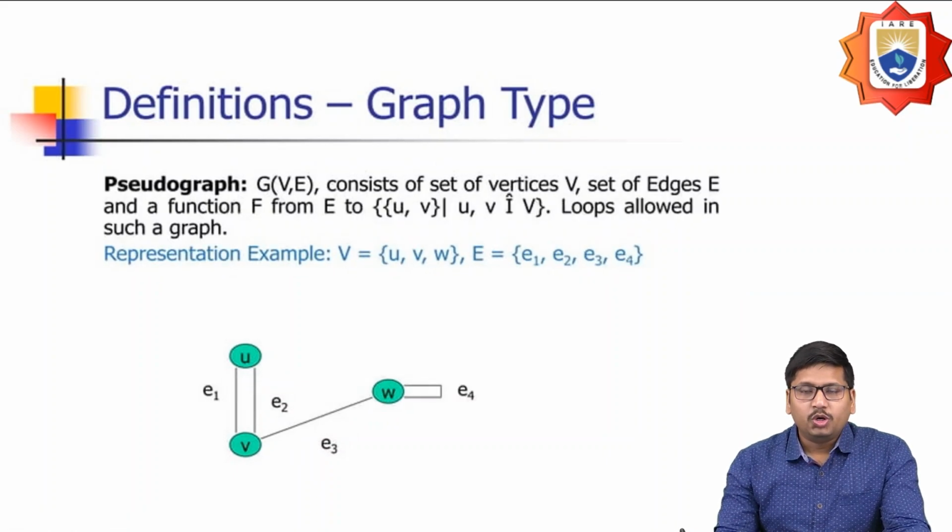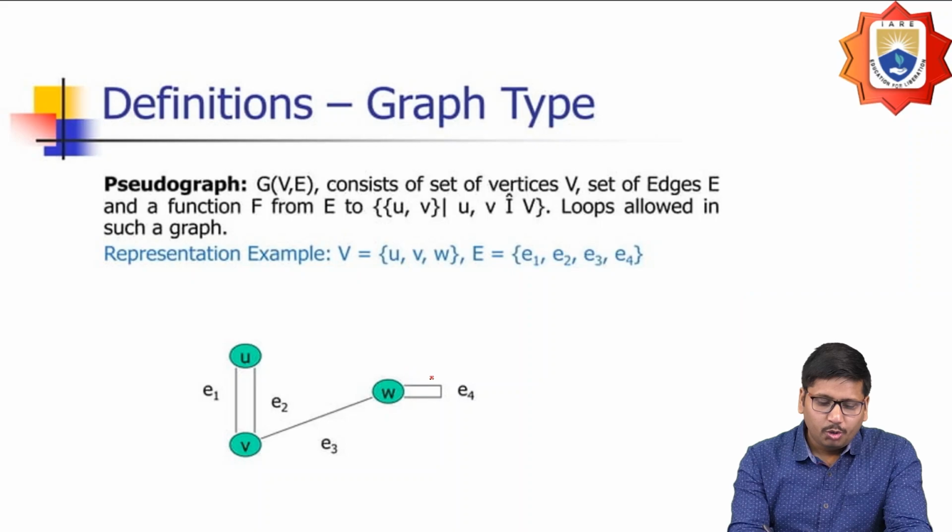And the next one is a pseudograph. A pseudograph consists of a set of vertices V and a set of edges, and there is a function F from E to the edge set, and loops are also allowed in this graph.